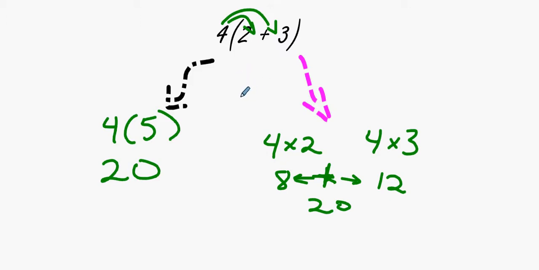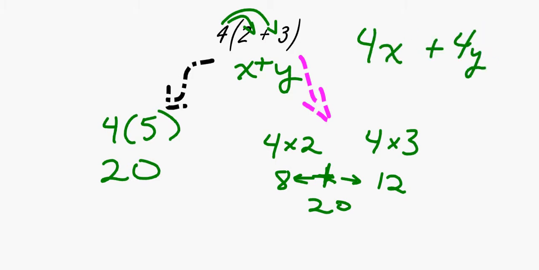In this case, that was not the better way to do it. This was quicker and easier. But what if 2 and 3 are x and y? You can't put them together. And yet we can show this one other way. We can show it as 4x plus 4y. Let's talk about that just a little bit more.